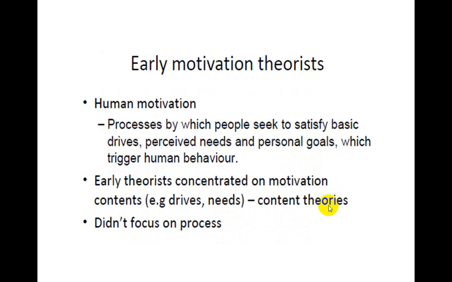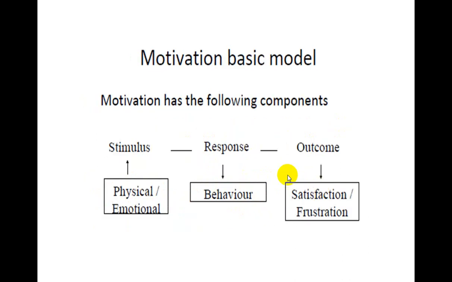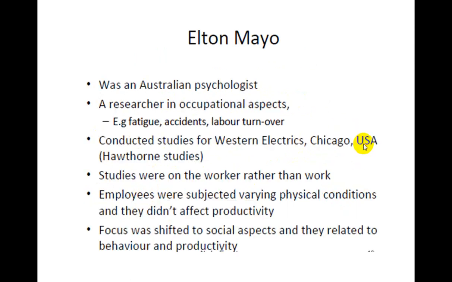Early motivation theories: human motivation, the processes by which people seek to satisfy basic drives, perceived needs and personal goals, which trigger human behavior. 2. Early theorists concentrated on motivation contents, drives, needs. Content theories didn't focus on process. This is the motivation model. Motivation has the following components: stimulus, response and outcome. Stimulus means physical and emotional. Response is the behavior, outcome is the satisfaction or frustration.